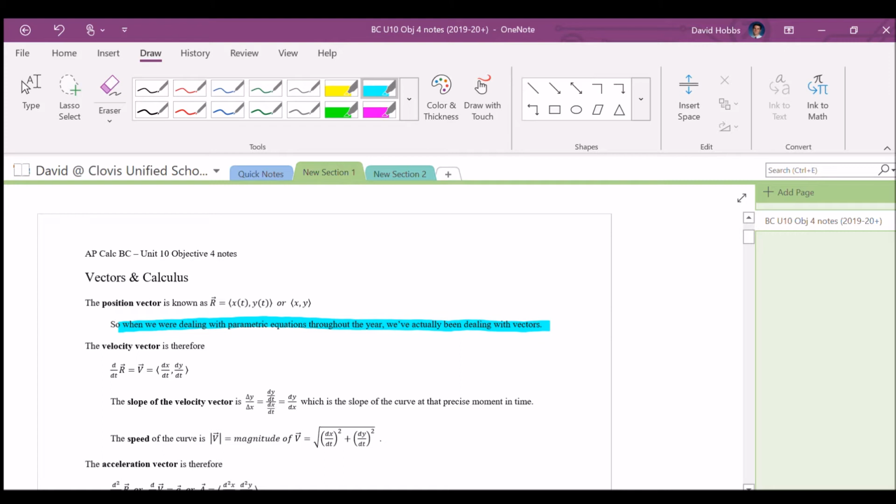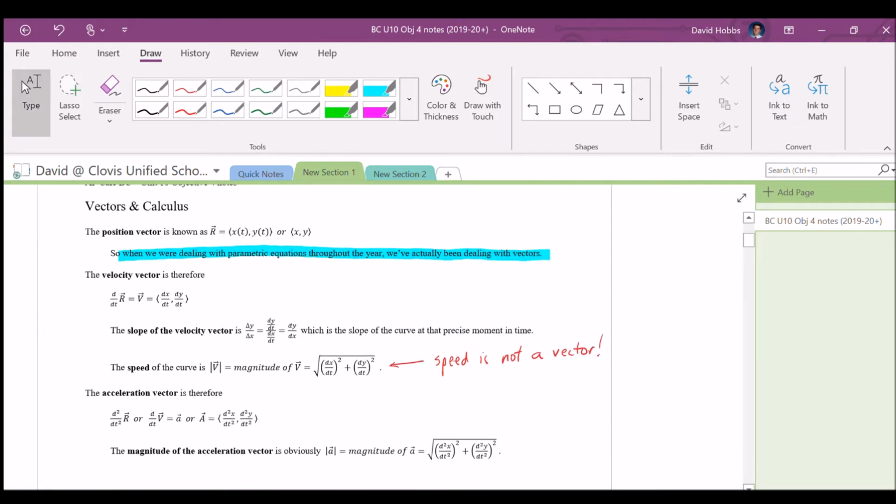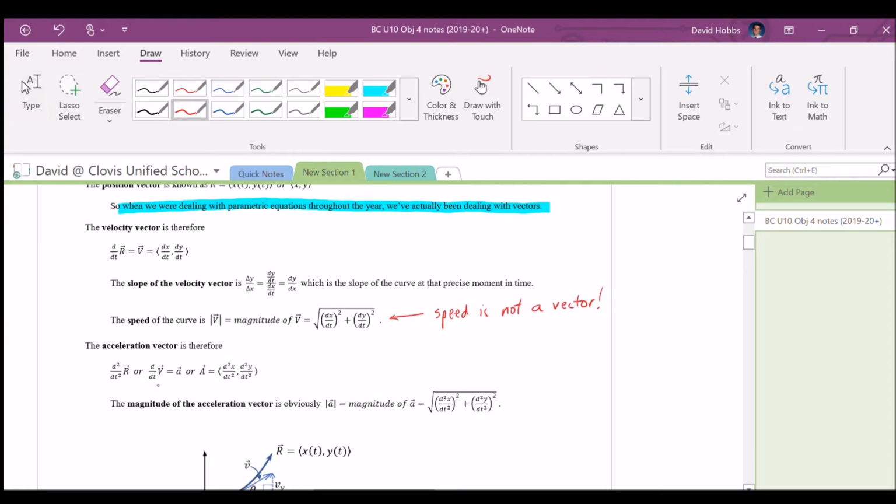Now, one thing that we definitely want to understand is the fact that speed is not a vector. This is just a magnitude. So it's just a numerical value, non-negative numerical value. We've got the acceleration vector, which is the second derivative of the position function, or the first derivative of the velocity. And obviously you can do the magnitude of the acceleration vector.